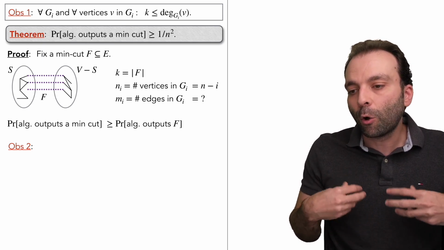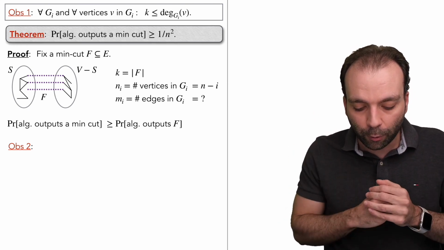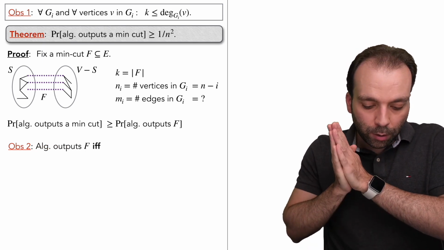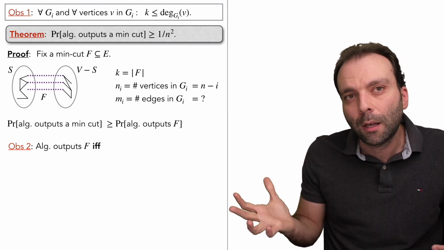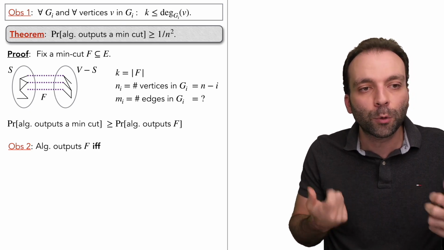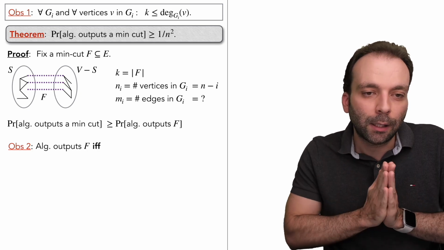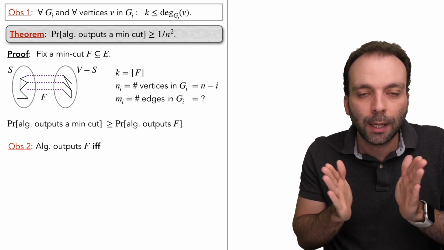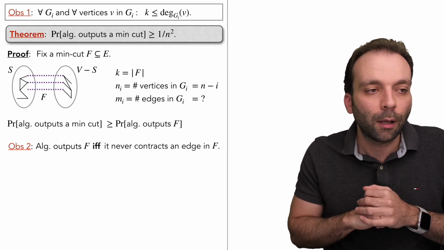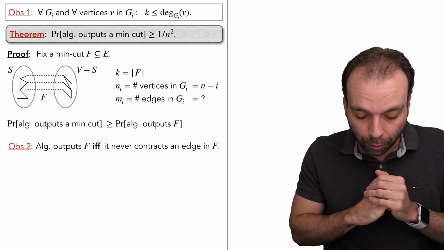So now I want to get a convenient representation, or a convenient understanding, of what it means for the algorithm to output F. So this is my question to you. What do you think? The algorithm outputs this particular minimum cut F if and only if what? What could be a nice characterization in terms of what the algorithm does? Yeah, exactly. You guys have it. It never picks an edge that's in F. So this is the observation: if and only if it never contracts an edge in F.